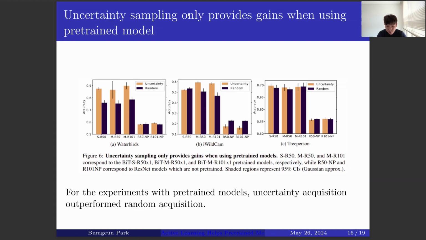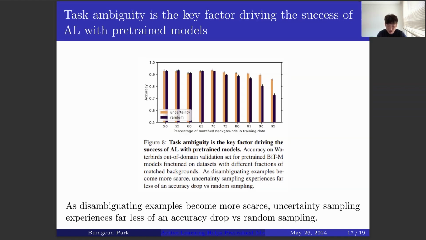The fifth observation is that uncertainty sampling only provides gains when using a pre-trained model. In this figure, five models are used to evaluate the performance. These models are pre-trained except the last two. For this reason, the pre-trained models outperform random sampling in most datasets. The last observation is that task ambiguity is the key factor driving the success of active learning with pre-trained models. We can easily observe that as these disambiguating examples become more scarce, uncertainty sampling experiences far less of an accuracy drop compared with random sampling.